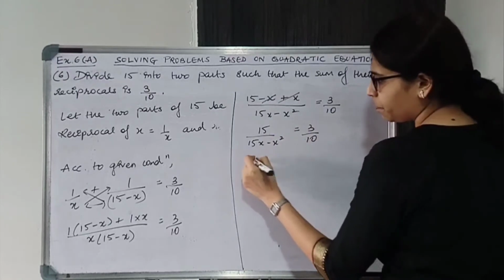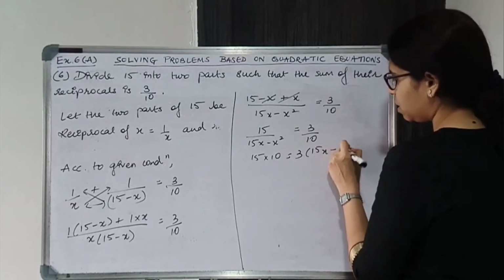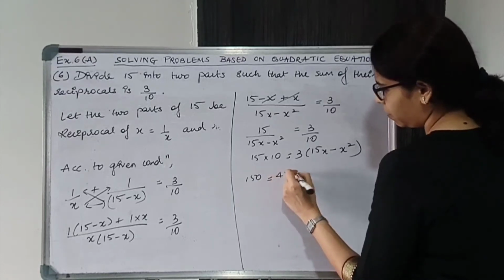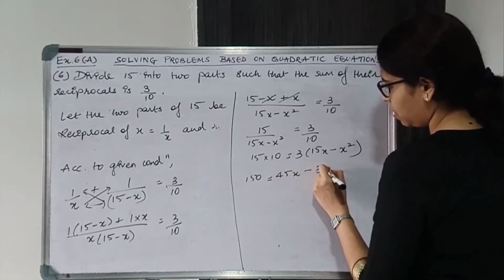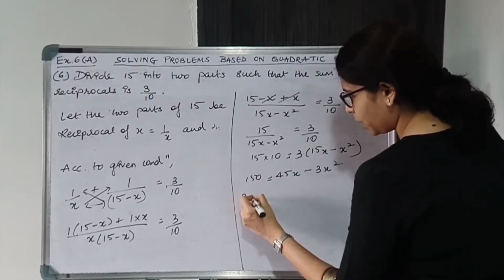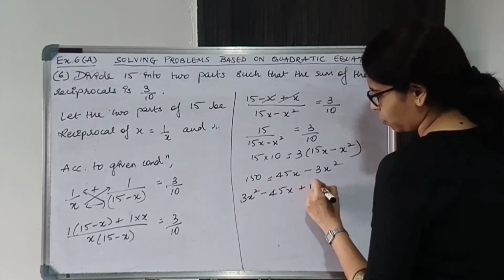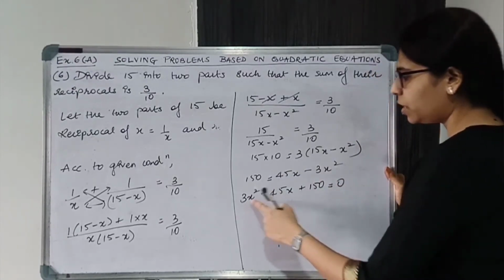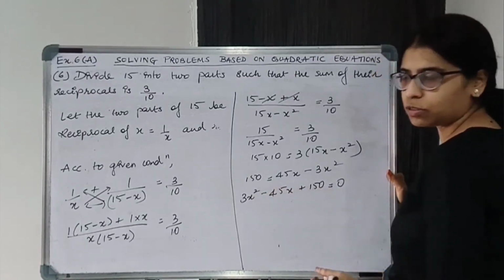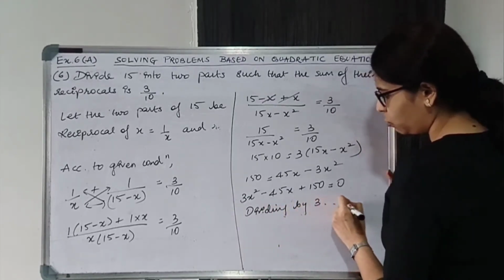Let's cross multiply. So 15 into 10 is equal to 3 into 15x minus x square. So 150 is equal to 45x minus 3x square. Let's shift the terms to the LHS. So 3x square will become positive, this will become negative and this will remain positive. Okay. Now each and every number over here is divisible by 3. So let's divide by 3 throughout.